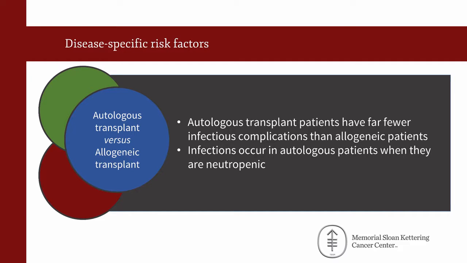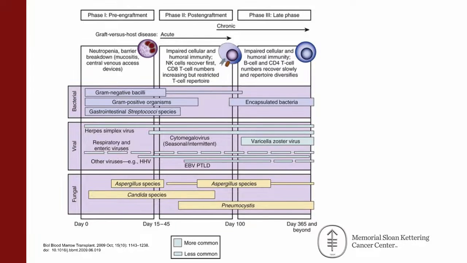Autologous transplant recipients have fewer infectious complications than their allogeneic counterparts, and their infections occur when they are neutropenic. For allogeneic transplant patients, the types of infections to which they are most vulnerable can be roughly divided based upon the time elapsed from transplantation and can be visualized in this figure from the 2009 Guideline for Preventing Post-Transplant Infectious Complications by Tomblin et al.